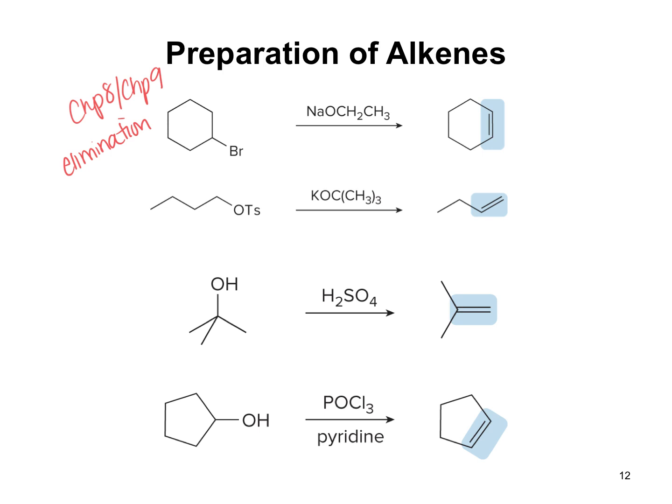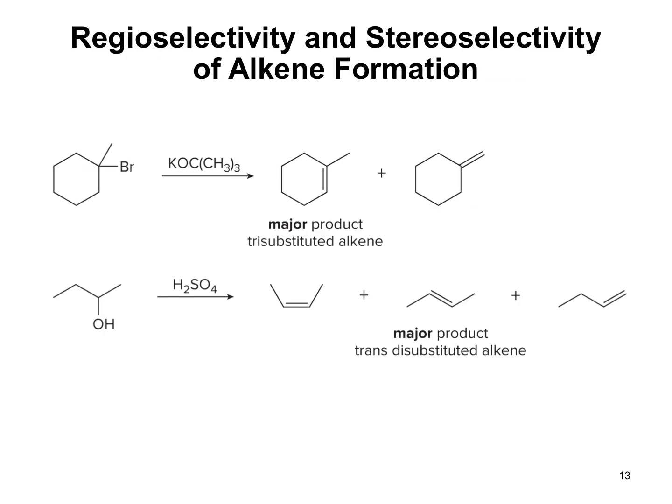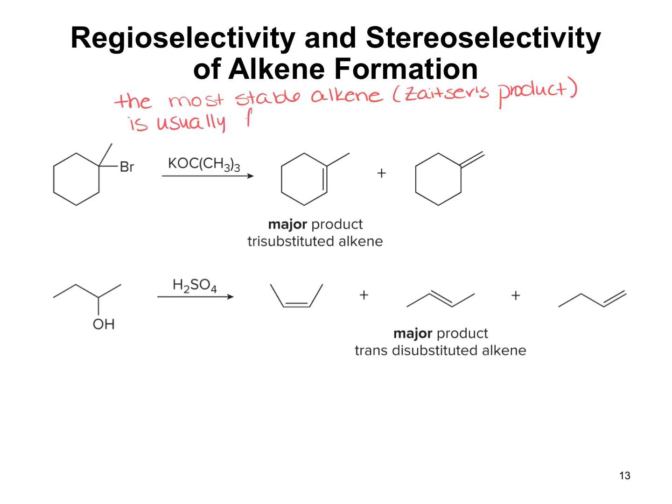And then I also want to remind you that the most stable alkene is the one that's formed. And that most stable alkene is called the Zaitsev's product, or Zaitsev product, right? And that is usually formed as the major product.